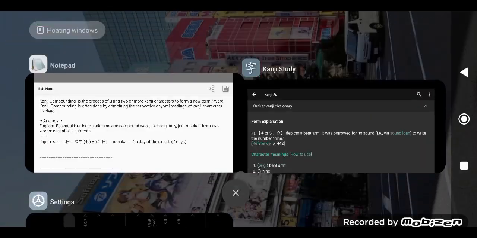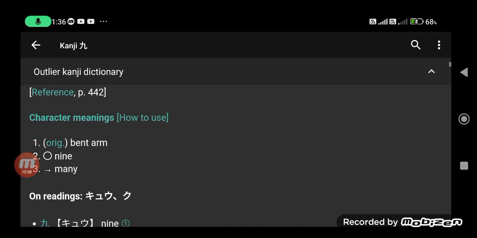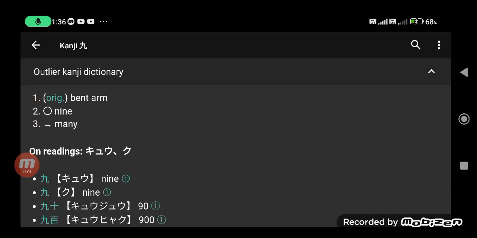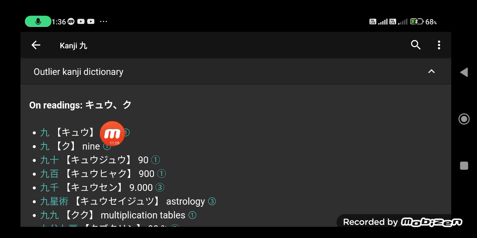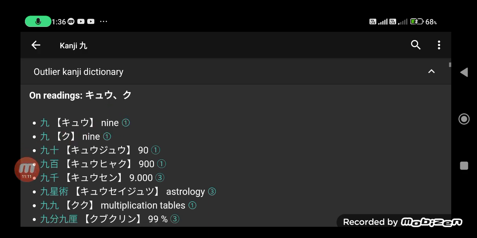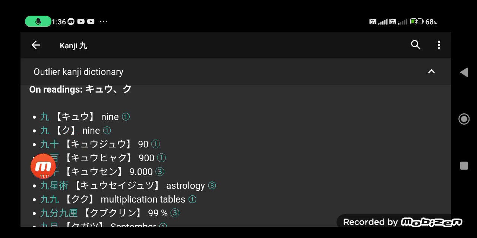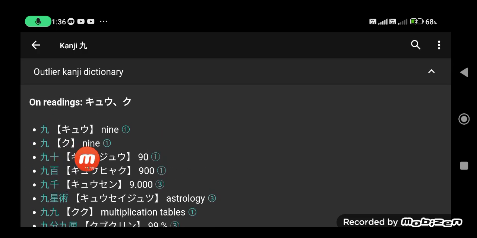Okay, so let's go back to our kanji. The original meaning is bent arm. We have the meaning 9, and the tertiary derived meaning many. For the on readings or onyomi readings, we have Kyuu and Ku. Kyuu is 9, Ku is also 9, but the onyomi reading Kyuu is used more often than Ku, but be careful, there are also times that you have to use the Ku instead of Kyuu.